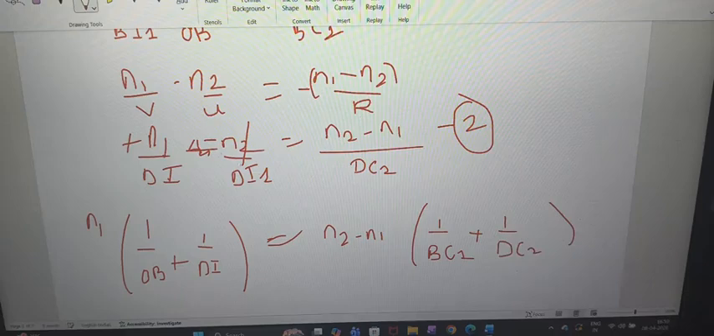So after cancelling off, because di1 is same as bi1 and I have multiplied with a negative sign, this has become negative, that has become positive. We have cancelled both of them. Then what is happening? I have added both the equations. So n1 was common, so I took it common out, and 1 by OB plus 1 by DI I have written as such, equal to n2 minus n1 taken outside the bracket, 1 by BC1 plus 1 by DC2 written as it is. Now we will see what this OB and this DI are according to the image. Are they image distance, are they object distance, and we will substitute accordingly.